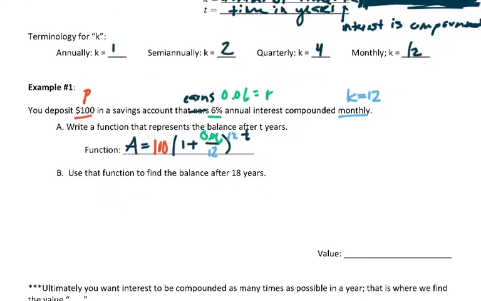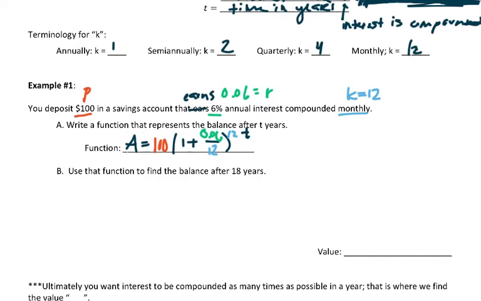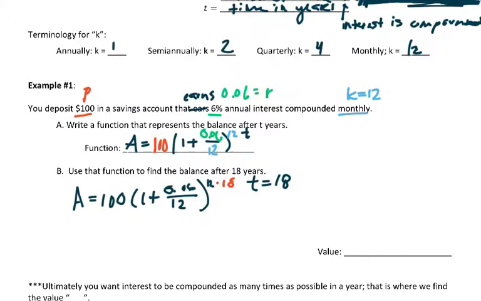Alright, so we're going to use that function to find the balance after 18 years. So that means that T is 18. And so we have A equals 100 times 1 plus 0.06 over 12, and that's going to be to the 12 times 18. Alright, so thinking of the order of operations.